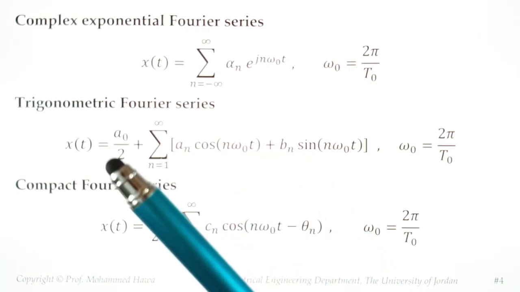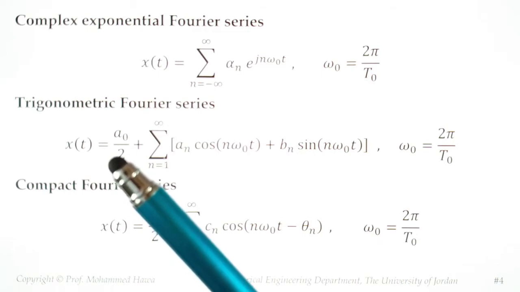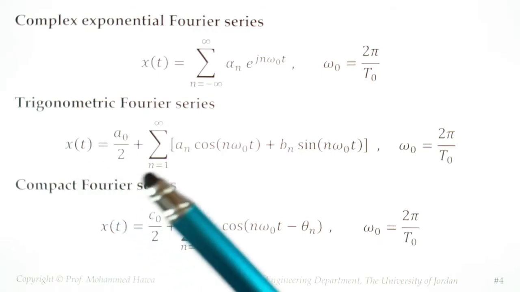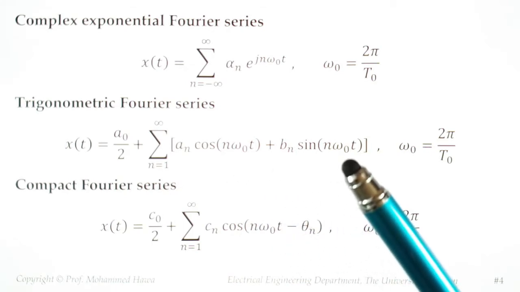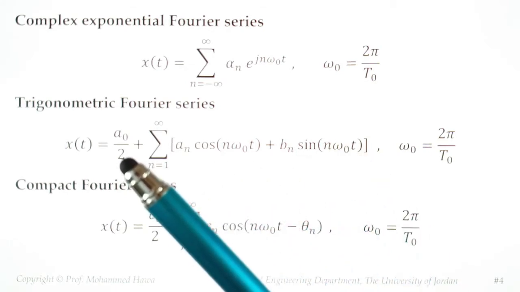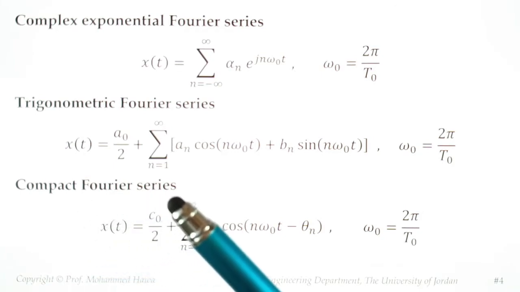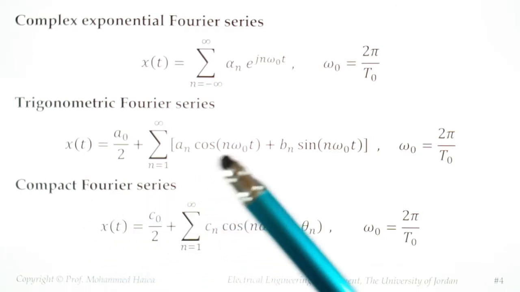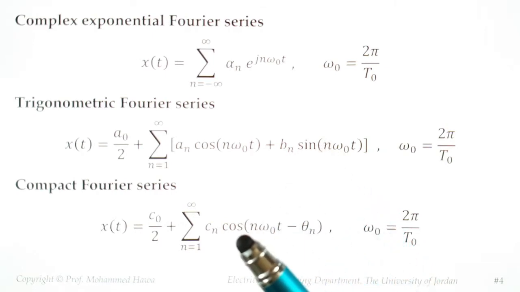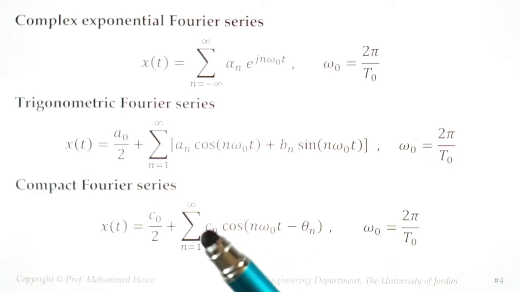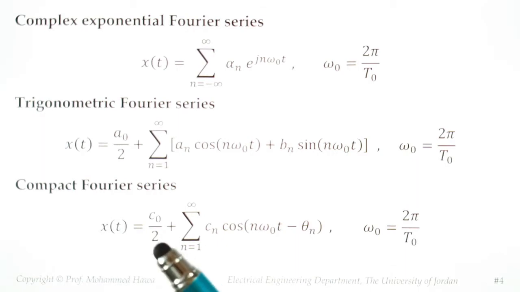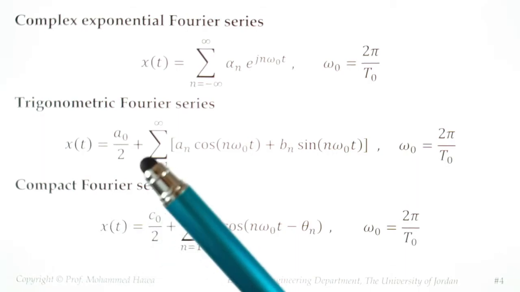This is the extra DC value. So notice what we're saying. We're saying that x of t periodic is an infinite sum of sinusoidal signals plus an extra DC component. The final form is called the compact Fourier series form. And notice here I replace the cosine and sine with just a single cosine, which has frequency n omega naught t. But this cosine has an amplitude Cn and a phase shift minus theta n. There is also this DC component like I have here.